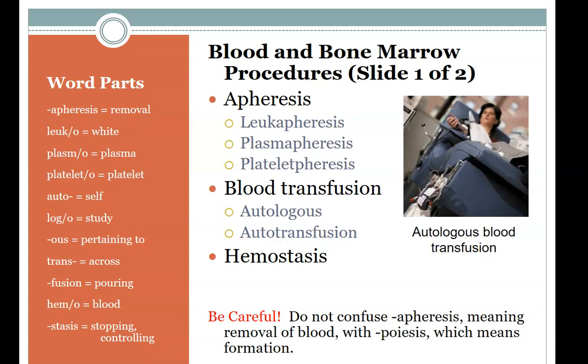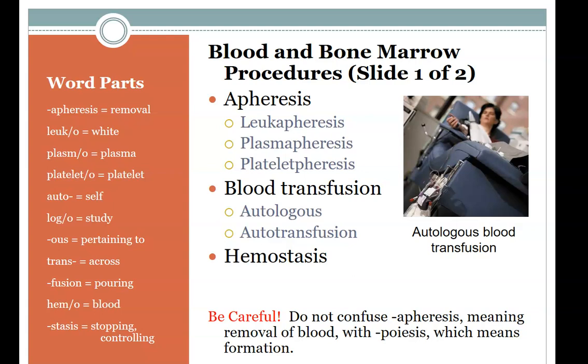An autologous transfusion is a process in which the donor's own blood is removed and stored for future use. An autotransfusion is the process of transfusing the patient with his or her own blood from an active bleeding site, in cases of major surgery, trauma, after anticoagulation, and filtering. Be careful not to confuse apheresis, meaning removal of blood, with poiesis, which means formation.